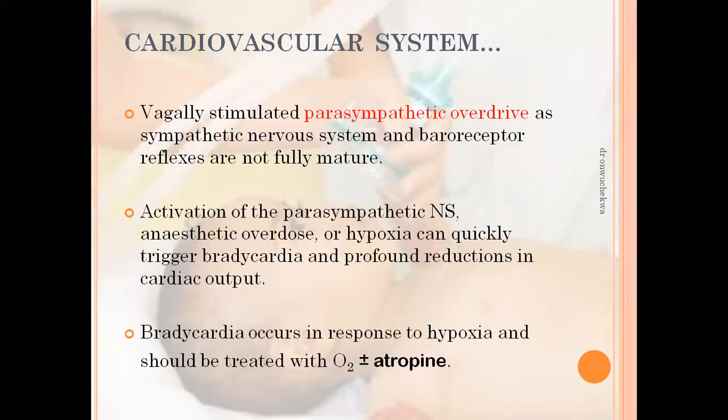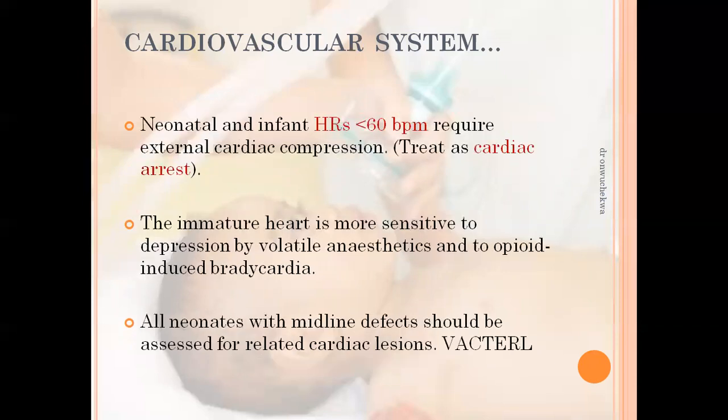There is parasympathetic overdrive, which is vagally stimulated, and this is because the sympathetic nervous system and the baroreceptor reflexes are not fully mature. Activation of the parasympathetic nervous system, anesthetic overdose, or hypoxia can quickly trigger bradycardia and profound reduction in cardiac output. Bradycardia occurs in response to hypoxia and should be treated with oxygen plus or minus atropine. Neonates and infants with a heart rate less than 60 beats per minute require external cardiac compression. It should be treated as cardiac arrest.